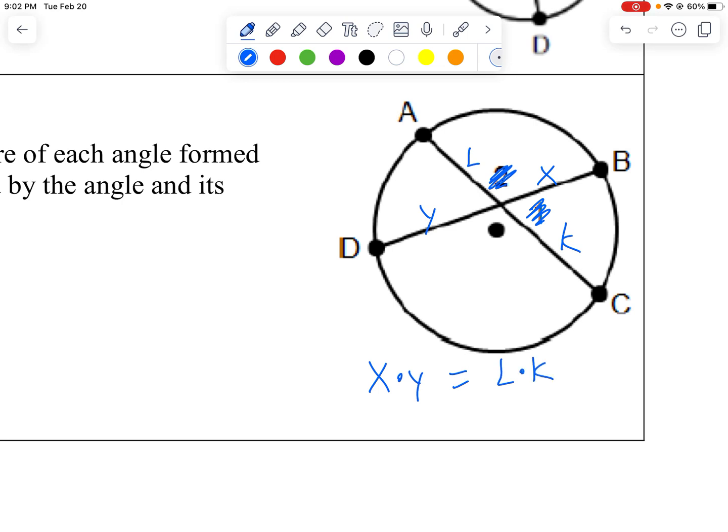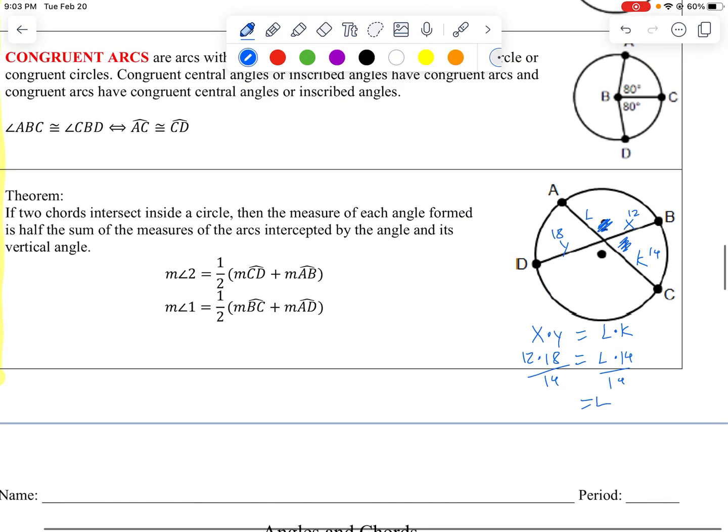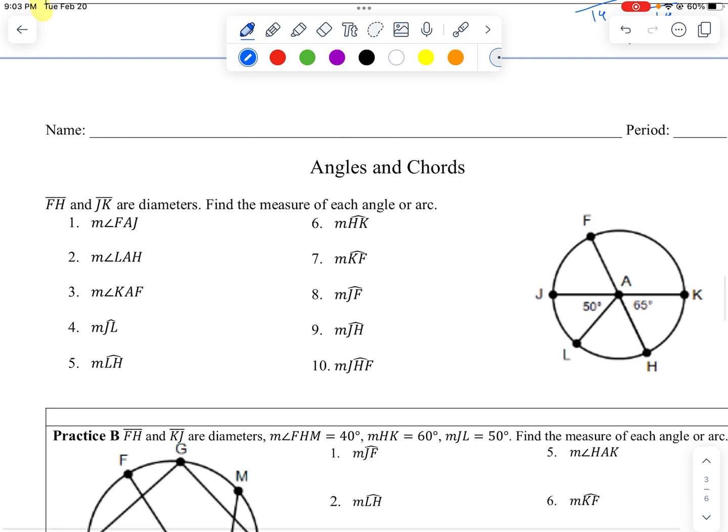And so if X was 12 and this guy was 18, and I know K over here is 14, I could find out this last piece by multiplying this together and just plugging into my little formula here. I would do 12 times 18, whoop, that's supposed to be an 8, equals L times 14, and then you can divide both sides by 14, and you get some number, and it's whatever that is. I need to get a calculator.